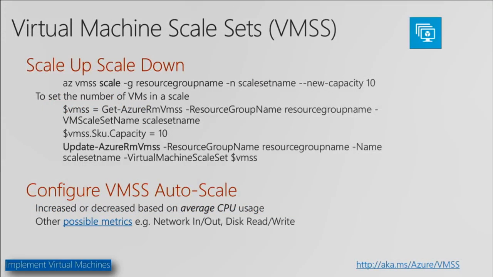Virtual machine scale sets. Understand how you scale them up and down, understand how you can create them both in a GUI and also in the PowerShell and CLI. Configure the auto scale on the CPU usage. And there's a whole bunch of other metrics you can use as well, such as network and disk reads and writes.